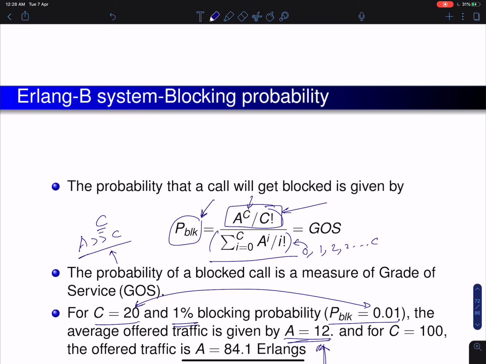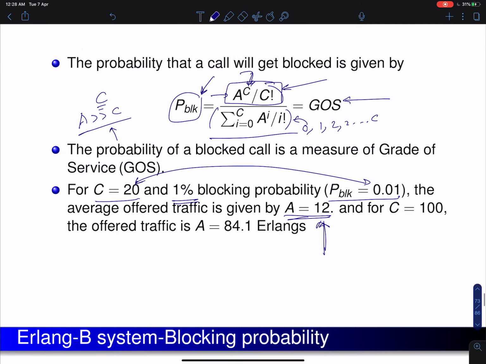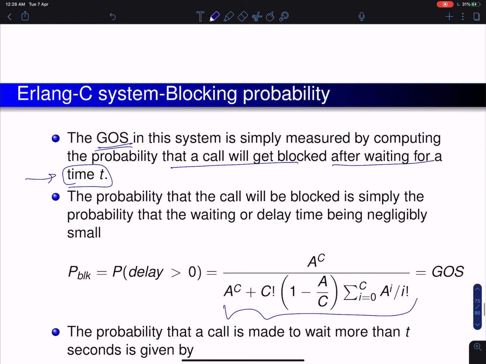So when does a call get blocked? When all the channels are occupied, right? So it's using that they derive this result. It's a very simple proof, but I thought it's not necessary for us. We just need to use this equation, and you have to use that graph, the Erlang B charts. What is more important is there are some very interesting intuitions, very interesting design rules which we will be deriving from the Erlang B charts, which I'll discuss once we finish the equations.